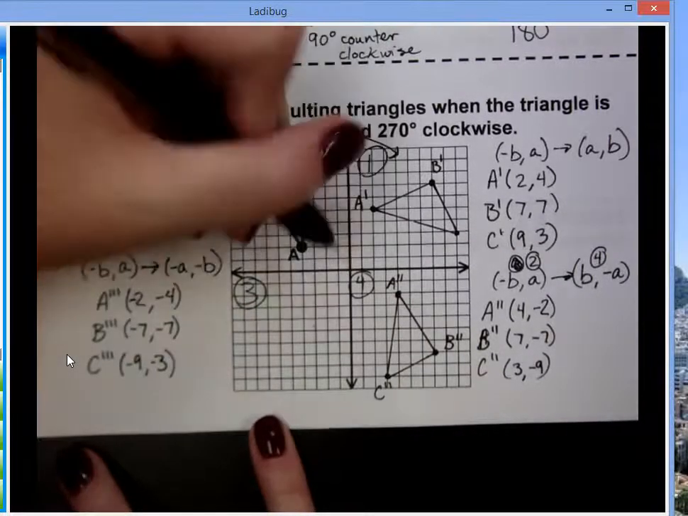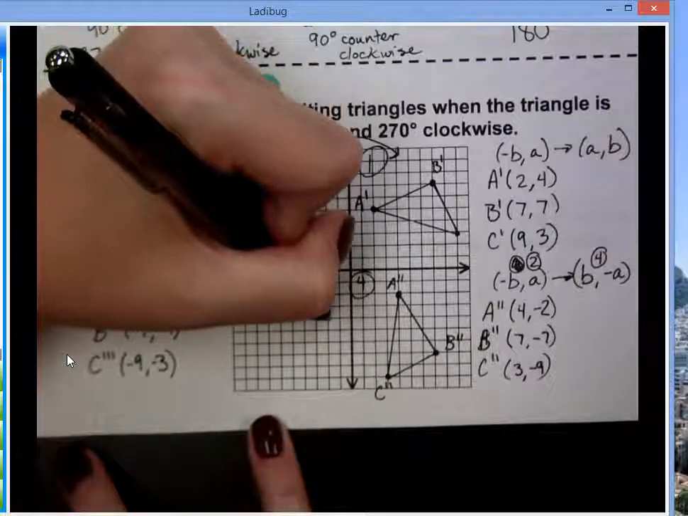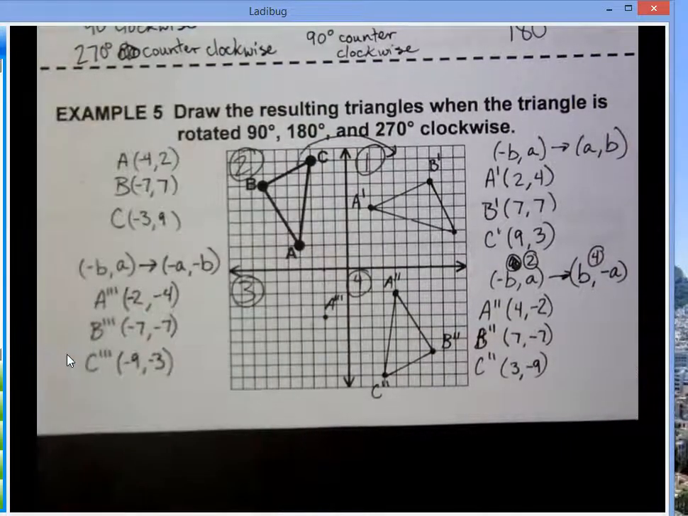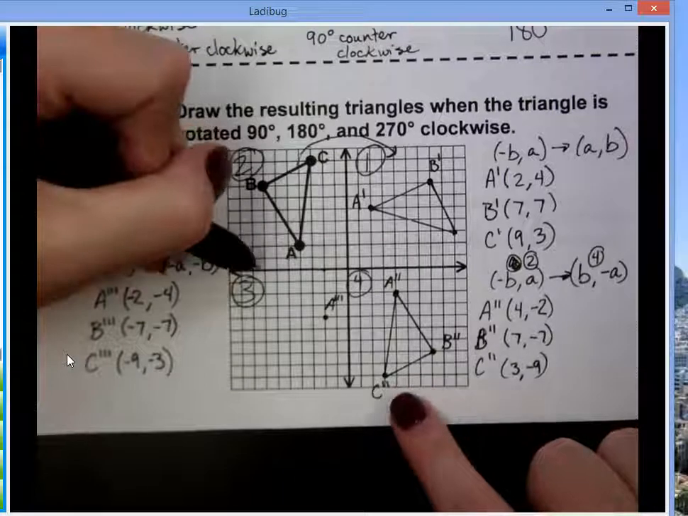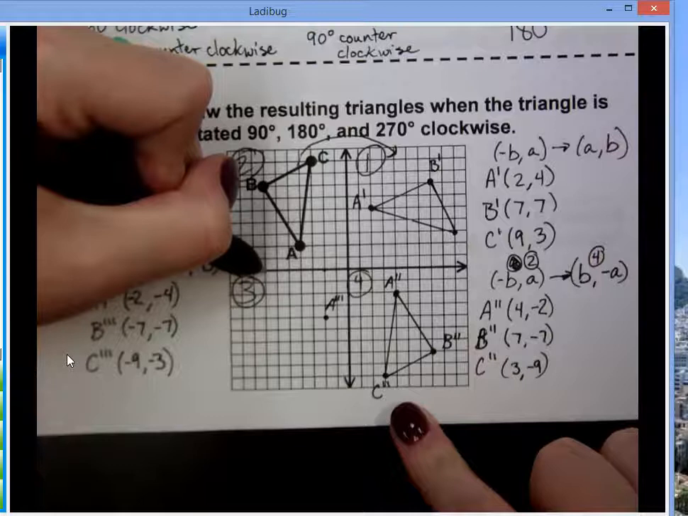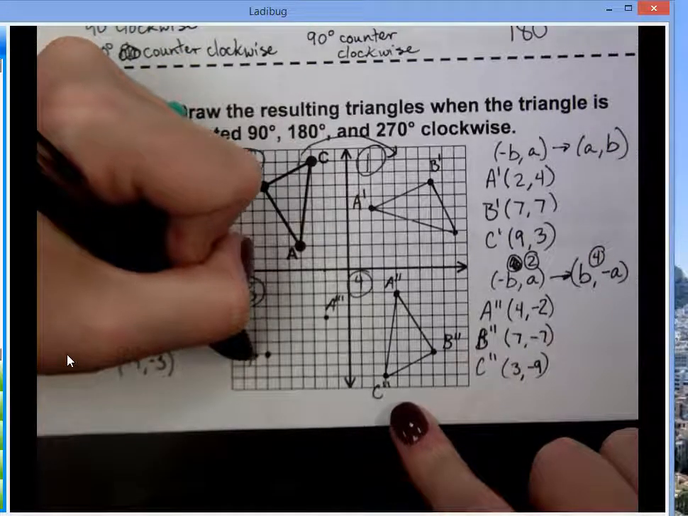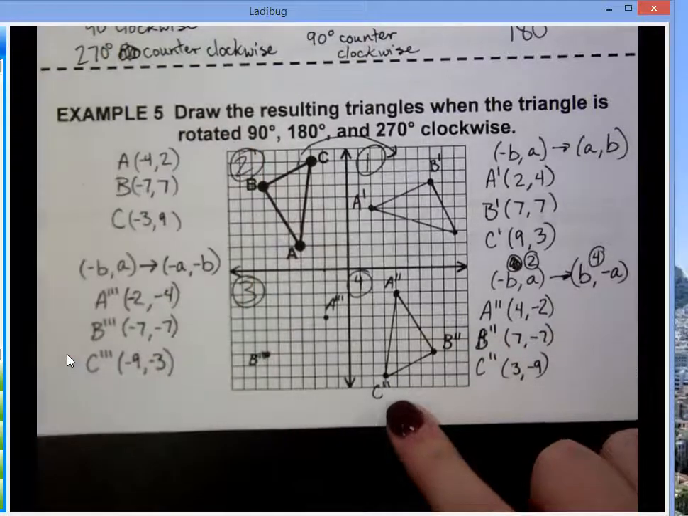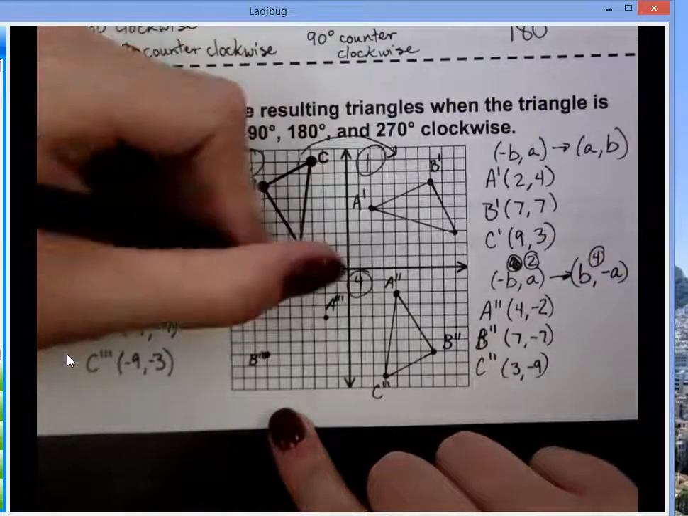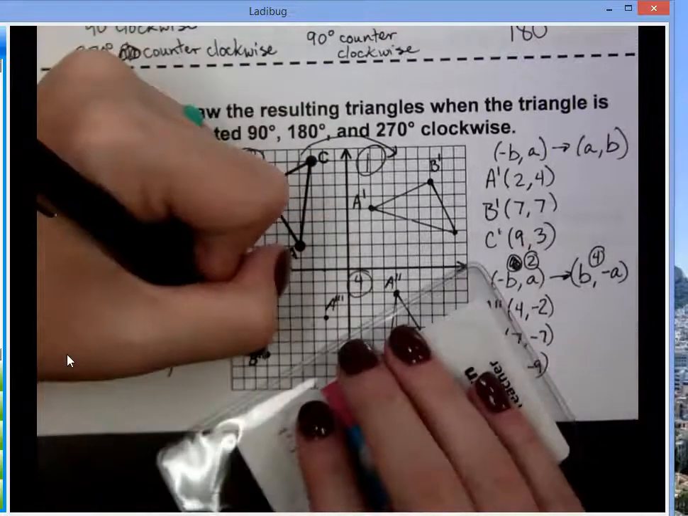Alright, so we can go ahead and graph it. Negative 2 for the x value, and then negative 4 for the y value. And that's our A triple prime. B is negative 7, negative 7. It's our B triple prime. And then the last one, C, is negative 9, negative 3. So that is our C triple prime.